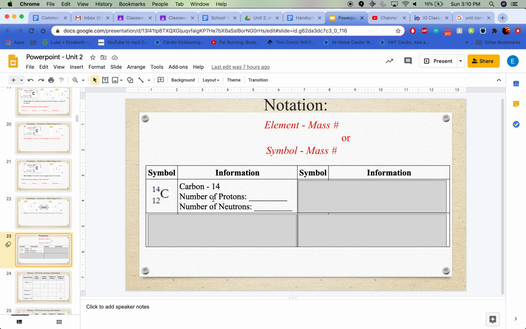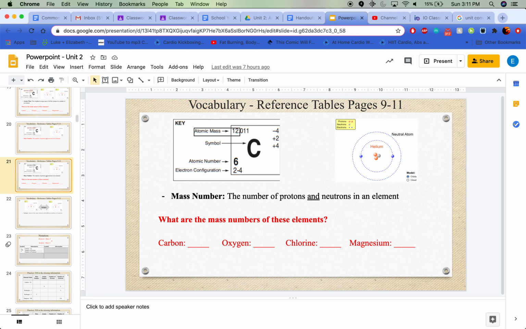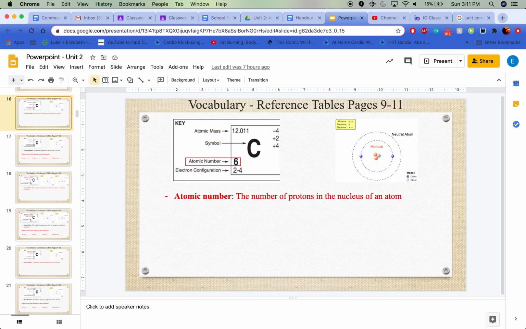Okay, so I will see you guys tomorrow. Make sure to have mastered the vocabulary that we've taught you: isotope, mass number, atomic mass, and atomic number. And I'll see you guys tomorrow.